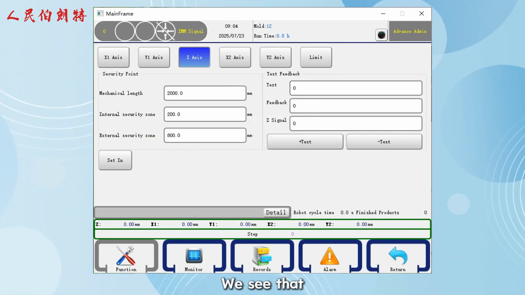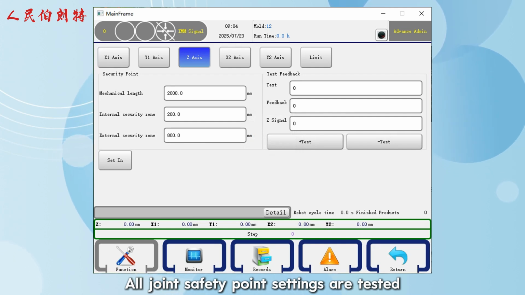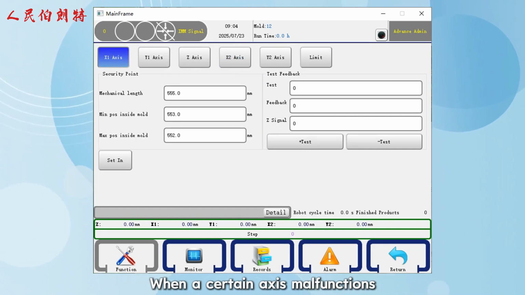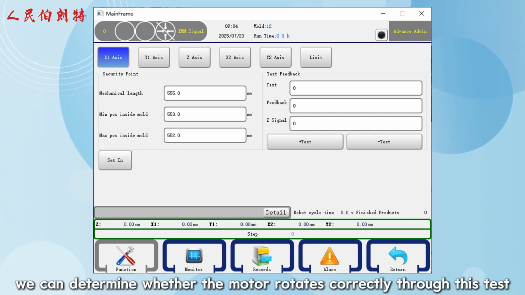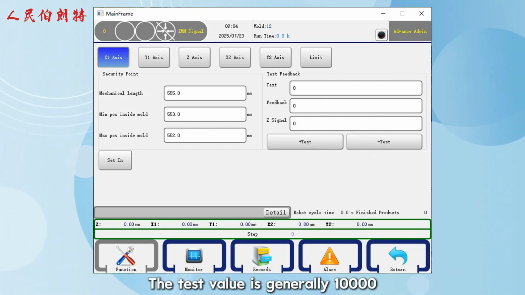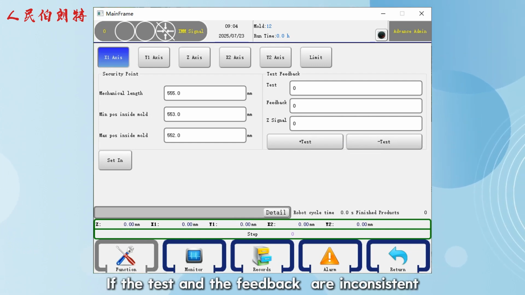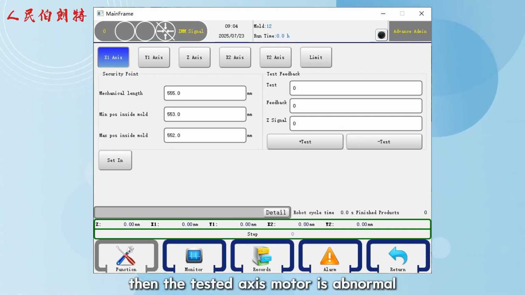We see that all joint safety point settings are tested for both forward and reverse rotation of the motor. When a certain axis malfunctions, we can determine whether the motor rotates correctly through this test. The test value is generally 10,000. The feedback value is also 10,000. If the test and the feedback are inconsistent, then the tested axis motor is abnormal.